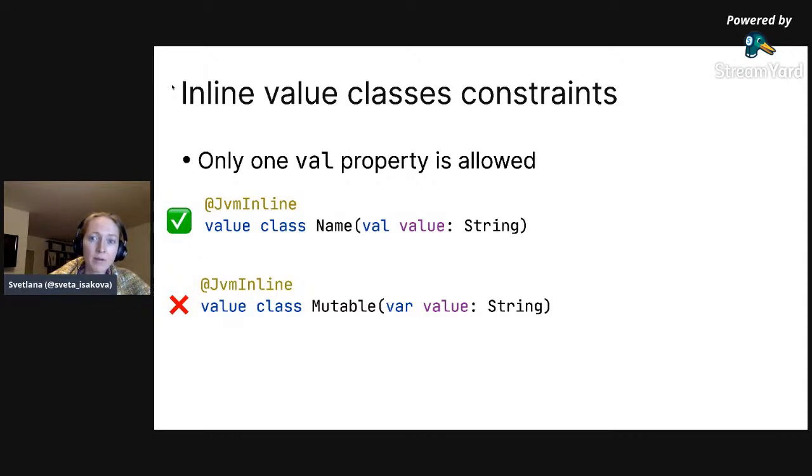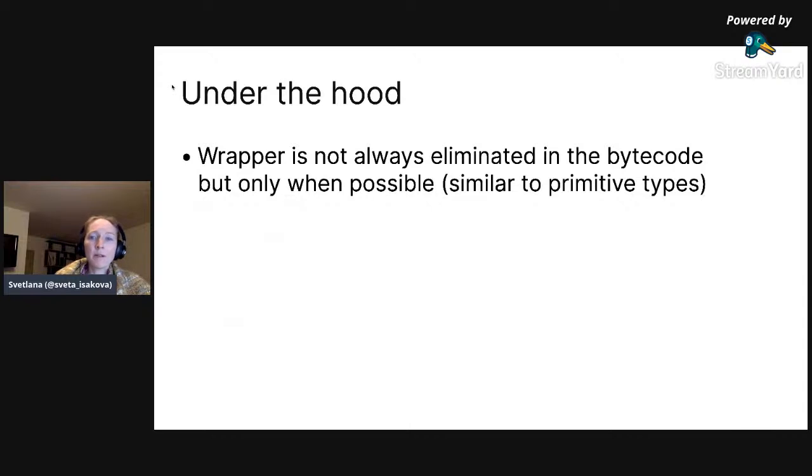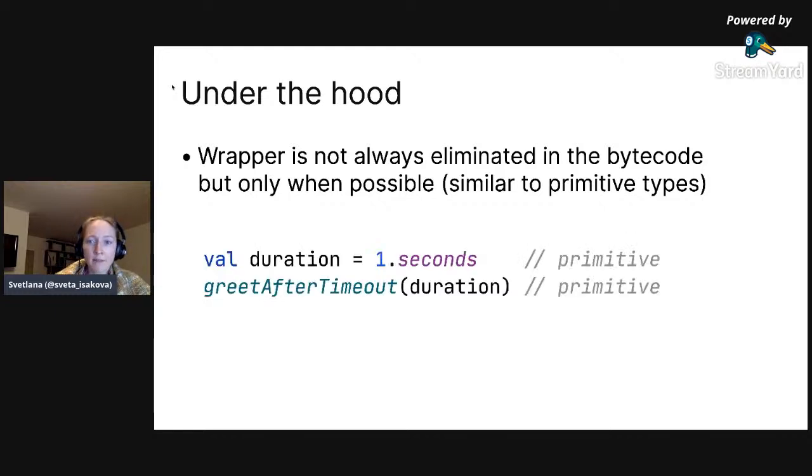An inline class can be a wrapper either for a primitive or for any reference type like string. So all is possible, all works in the same way, the wrapper is eliminated when possible. However, the wrapper is not always eliminated in the bytecode. It happens only when it's possible. It works very similar to built-in primitive types. When you define a variable or pass it directly into a function, its type gets replaced with the underlying value. Here, during compilation time, it is duration, but it's replaced with a primitive in the bytecode.